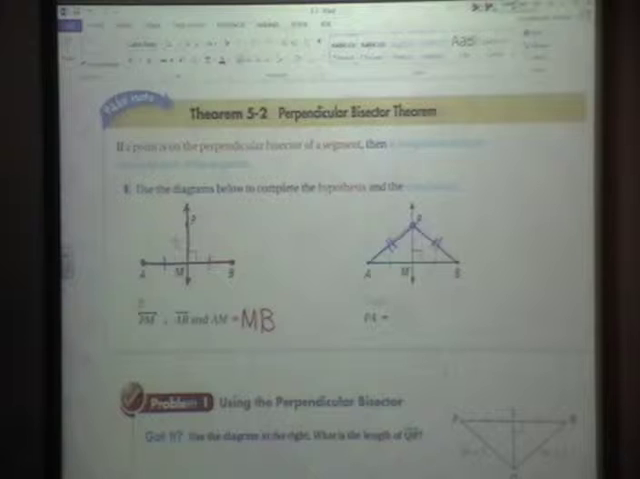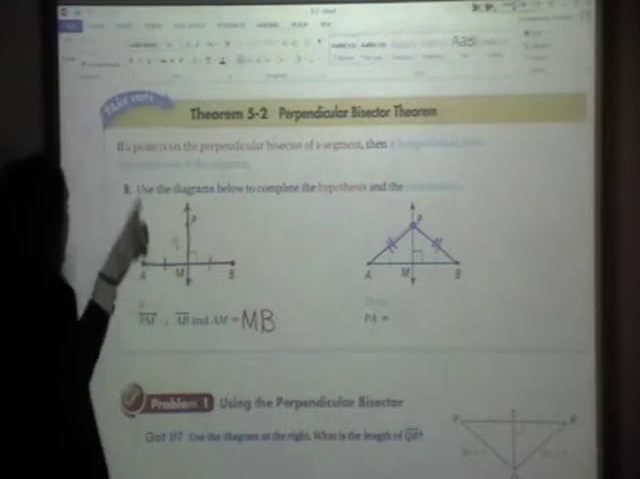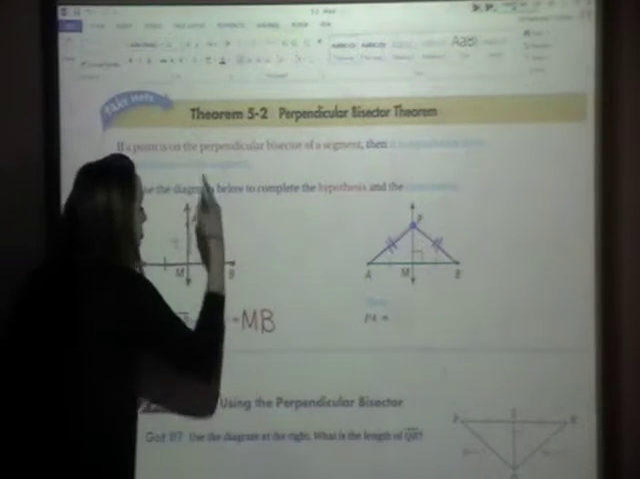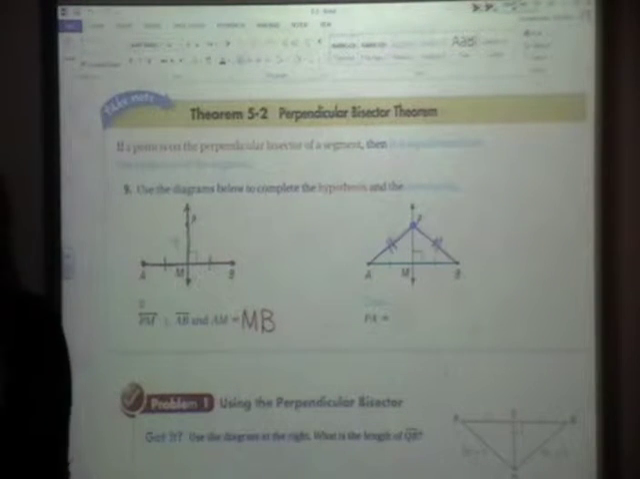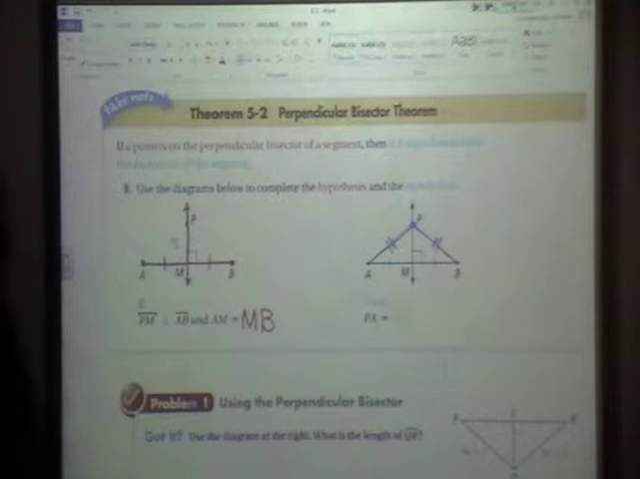Equidistant. So if AM is 5, MB is 5. If AM is 10, MB is 10. If AM is 20, MB is 20. If it's 30, it's 30. Okay, they're the same.